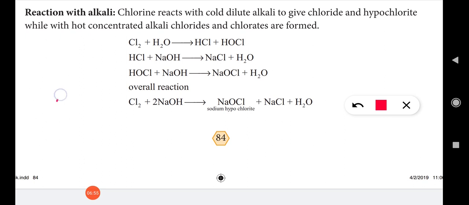To give chlorine and hypochlorite. So this is hypochlorite. This is an example for hypochlorite. So O and Cl, OCl, that is hypochlorite.